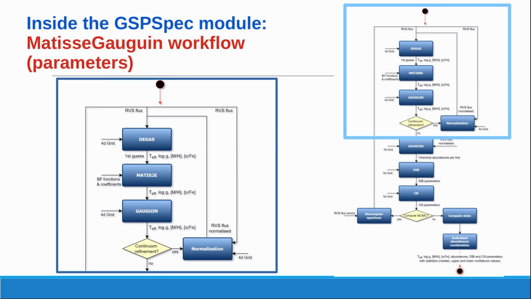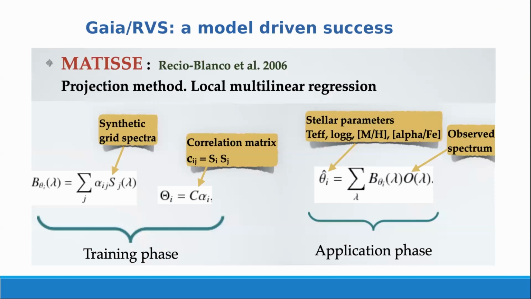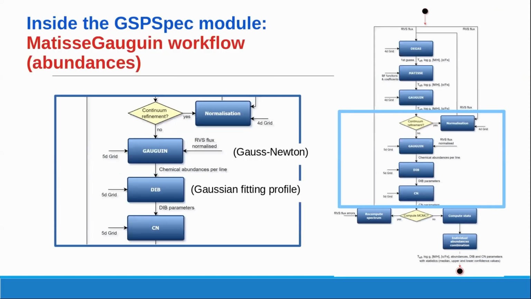Basically, it compares the interpolated spectrum with the observed one after performing some sigma clipping procedures. This is very important for cooler stars because we have problems with the continuum. And the goodness of it, the quality of this fit of the continuum, is also saved as an output. Once we have an estimation of the atmospheric parameters, we provide them to the Gauguin module, which basically performs a steepest descent method. This is a Gauss-Newton algorithm that explores the grid to refine the solution of Matisse-Gauguin.